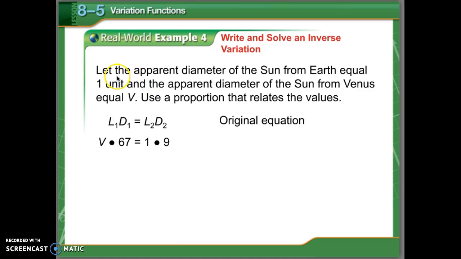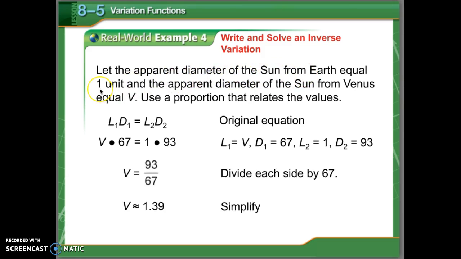What we're going to say is that the apparent diameter of the sun from Earth is just going to be 1. We don't know how much it is. It's going to be 1 unit. So how wide does the sun look when we're on Earth? That's the concept of what we're thinking about. We're going to call it 1.